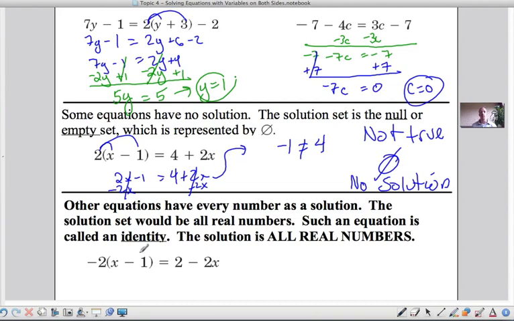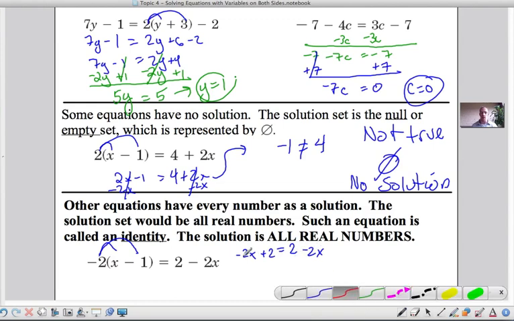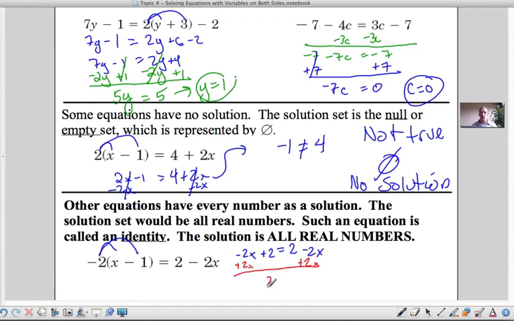And then other ones, any number would work no matter what you plug in. So I distribute my negative 2, and I get negative 2x. Negative 2 times negative 1 is a plus 2. And that equals 2 minus 2x. So I have the same exact thing on both sides, a negative 2x and a 2. Or if I finish it all out, add my 2x, and that gives me 2 equals 2. Alright, so always true is all real numbers is your solution. Alright, and we just use this symbol.